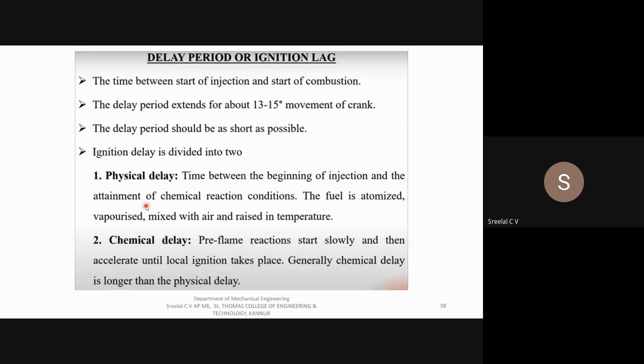It is because if the delay period is extended, what happens? Knock in the CI engine may be caused. The ignition delay here is also the same: it is divided into two, physical delay as well as chemical delay.